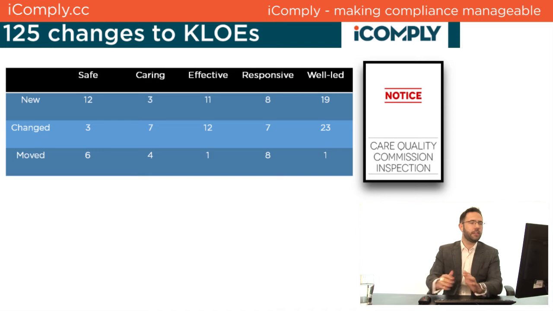Okay, so as I said, there's 125 changes to the key lines of inquiry. Now, you can see down there, well led has had 19 new key lines of inquiry or inspection prompts, 23 changes within the key line of inquiry in the inspection prompt, and 1 movement. So all of those together is 125 things that are either new or changed in that draft document, which I'd encourage you to go and read, by the way.